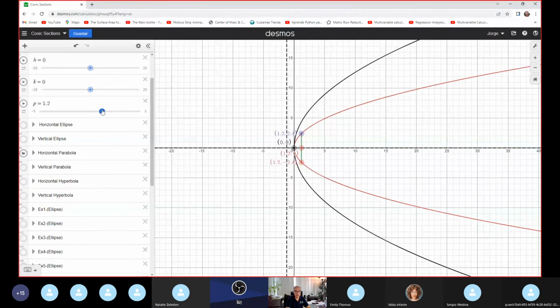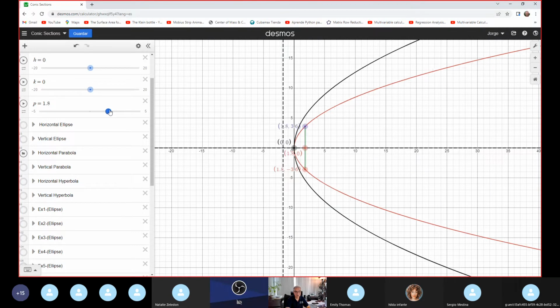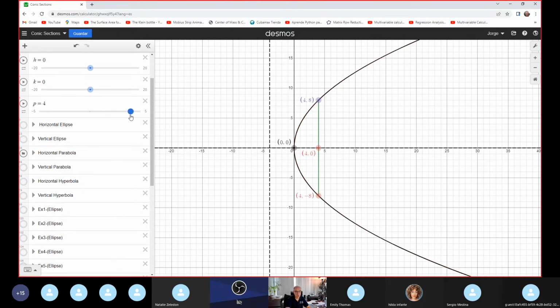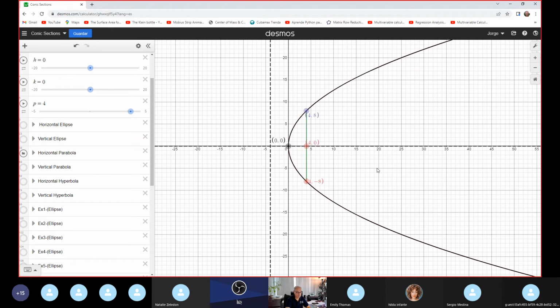Exactly, the black color is the original parabola. Suppose I make a mistake computing this. Oh, it's different. No, P is 4. Wow, it's a perfect coincidence. This is the beauty of mathematics. It's the exact sign.